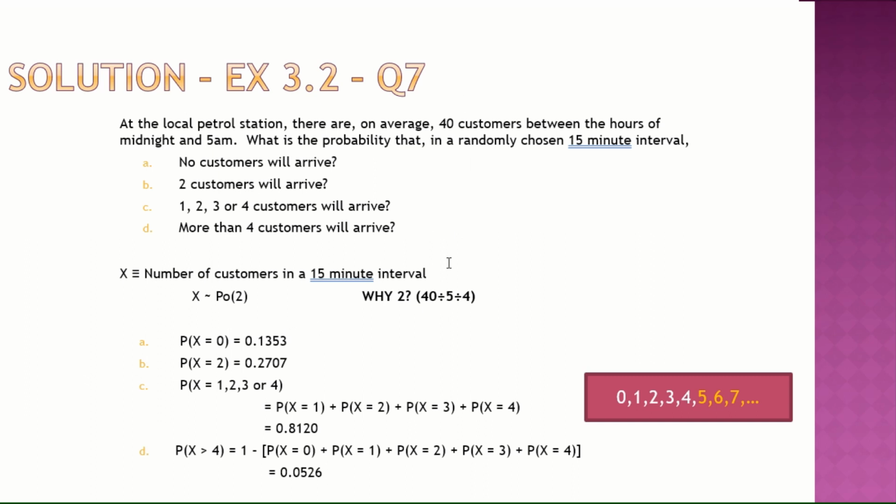So this is the only different thing in this question where you need to convert the lambda, because your lambda here is for 5 hours. What they want is for 15 minutes. So you cross multiply and you find it, then you apply the formula and calculate the probability. Okay? All right?